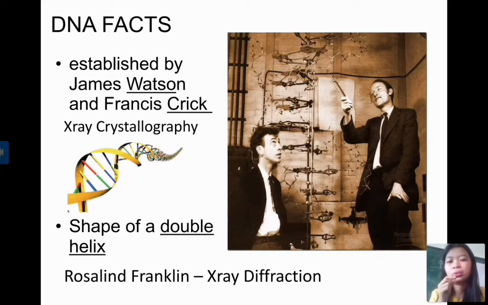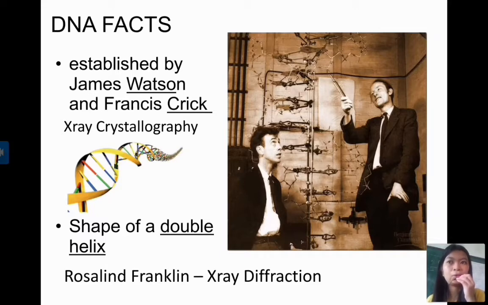But due to her death, hindi niya na-claim yung Nobel Prize, si Rosalind Franklin. She died because of too much radiation due to X-ray diffraction. Dun sa X-ray diffraction na yun, nakita yung X and X chromosome, which is from a female.